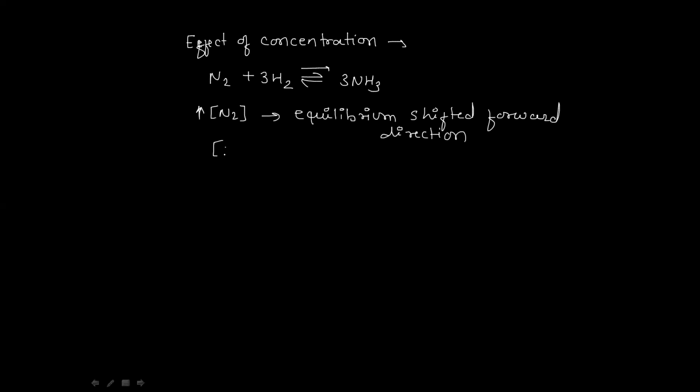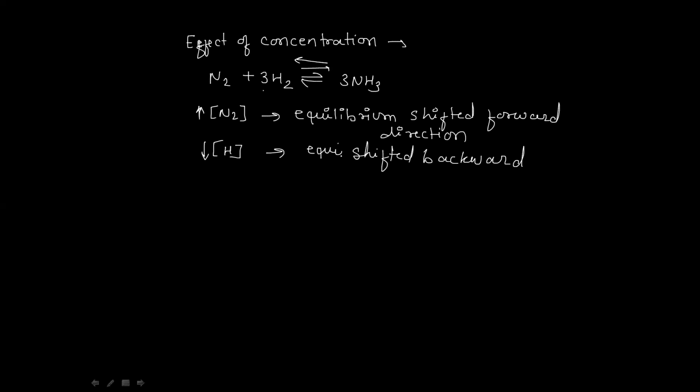If I decrease the concentration of hydrogen, suppose I decrease it, so it will be less here, but in ammonia it will be more. So what will it do? Ammonia will try to give its concentration back to hydrogen, to the reactant. So now the reaction will go backward. So in this case, the equilibrium is shifted in the backward direction.